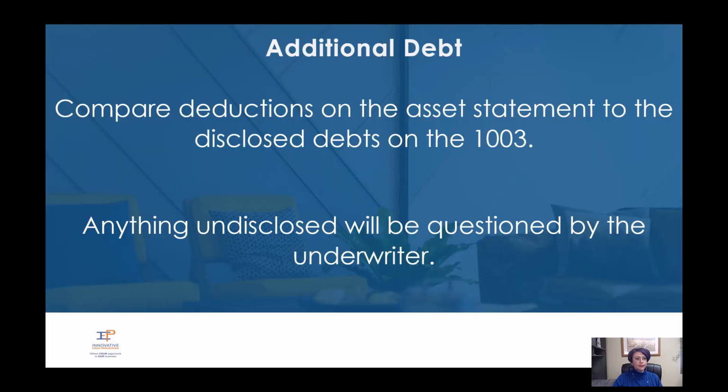Additional debt. The underwriter will review the asset statements to see if there are additional debts, especially recurring debts that are not showing up on the credit report. You can actually compare the deductions on the asset statement to the loan application and credit report to see if they're making any payments for other liabilities, and if they are, you will need to address that in a signed and dated letter of explanation.